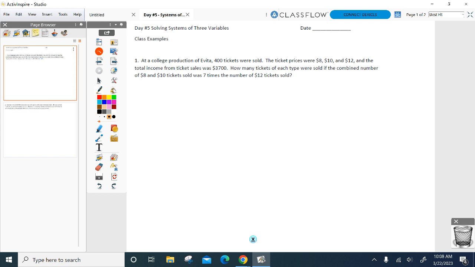Those two variables become three. Those two equations become three equations now. So x, y, z now, but in three different equations. All right.